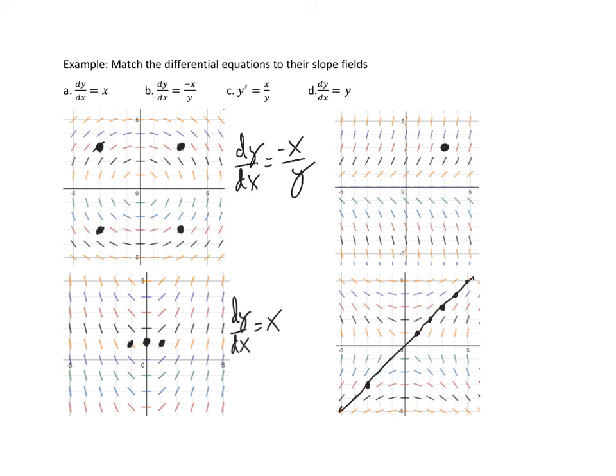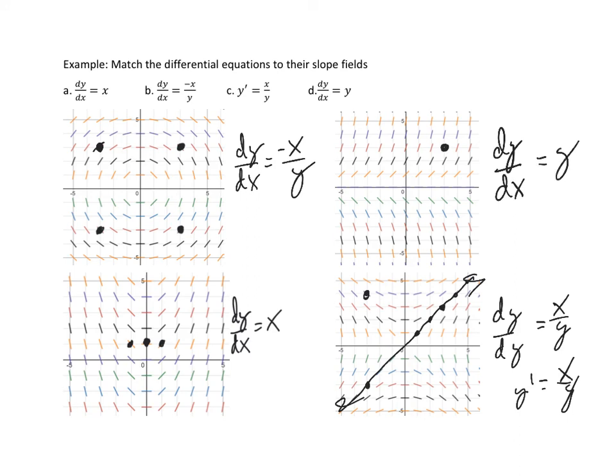Because of this line here, I actually know that this is going to be my dy/dx equals x over y. Or really, it's y prime equals x over y. And you can play with other points to make sure that that indeed works. Like let's say if I just pick this point here, x is negative 3, y is 4. That's a slope of negative 3/4. We've got a negative slope, so that's a possibility. And that leaves this last one to be dy/dx equals y.